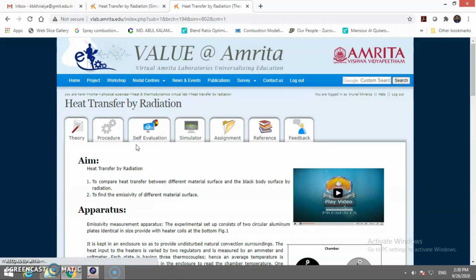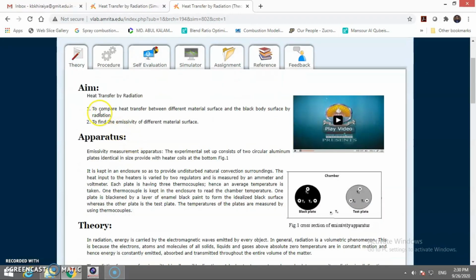So today we are going to perform the practical based on the theory that we discussed in chapter number 4, heat transfer by radiation. First of all, we see the aim of the practical: to compare the heat transfer between different material surfaces and black body surfaces by radiation. And the second objective of this practical is to find out the emissivity of different material surfaces.